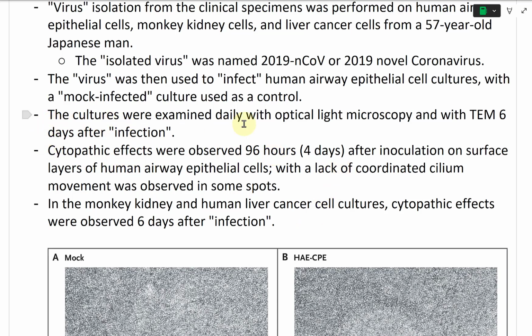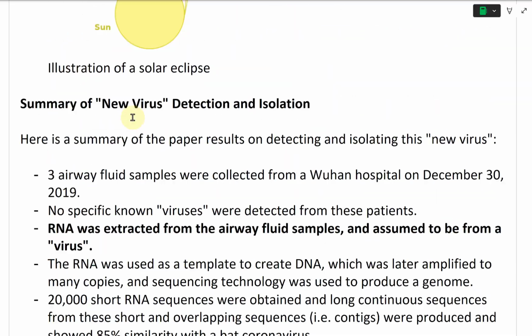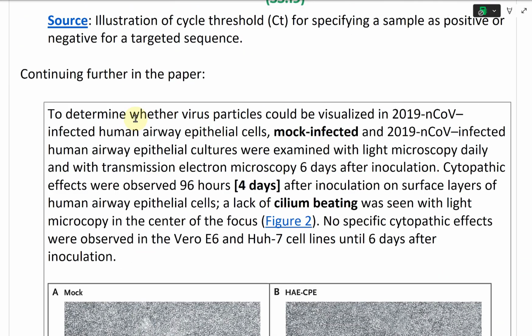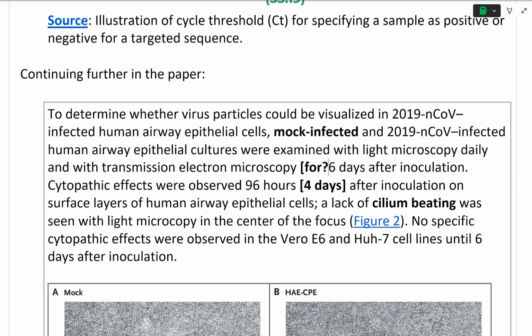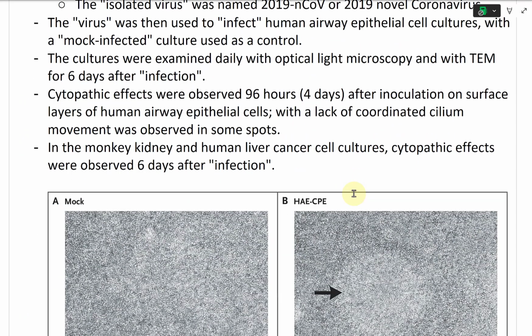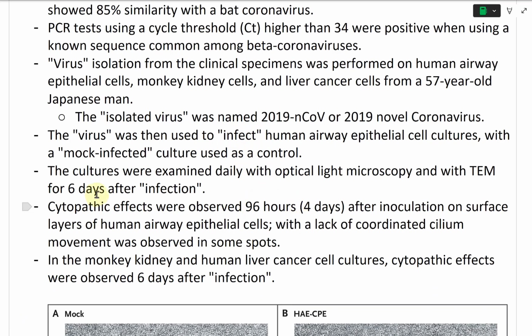And also, I just want to go back here. So the cultures were examined daily with optical light microscopy and with transmission electron microscope, 6 days. I think this means 6 days after infection. So because it's doing it daily, I think there's the word 4, but if you scroll back up to what it actually said, they never actually said here. So with transmission electron microscope, 6 days after inoculation, but it was searched daily. And I'm just going to put 4 in. I think that's what it means, because the cytopathic effects were observed 96 hours after inoculation, even though this says 6 days after. So obviously it was done daily. All right, so we corrected that part of the paper.